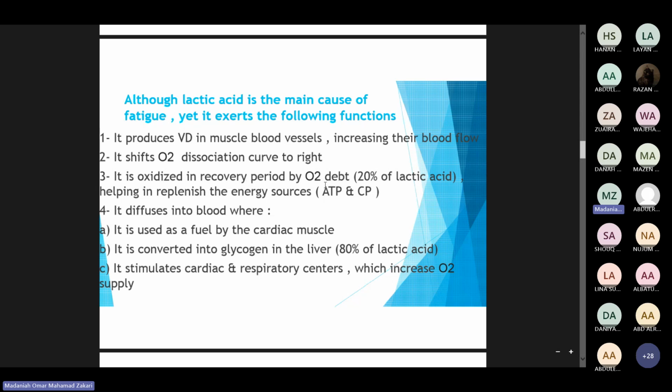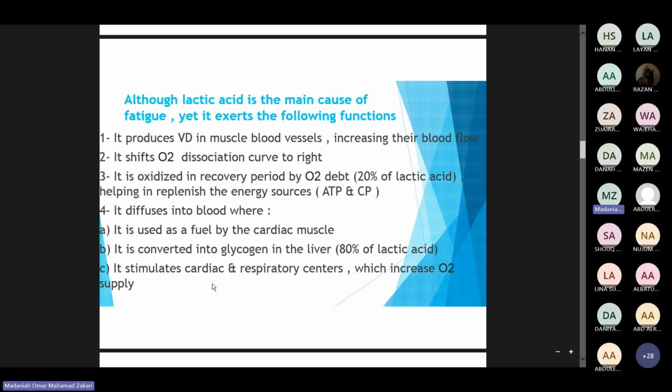Oxidation must happen. About 20% of lactic acid will help replenish the energy source to synthesize ATP and creatine phosphate. It diffuses into the blood, of course coming from the tissue to the blood, where it is used as a fuel by cardiac muscle. It is also converted into glycogen in the liver, which is another storage of energy, in the form of glycogen, around 80%.